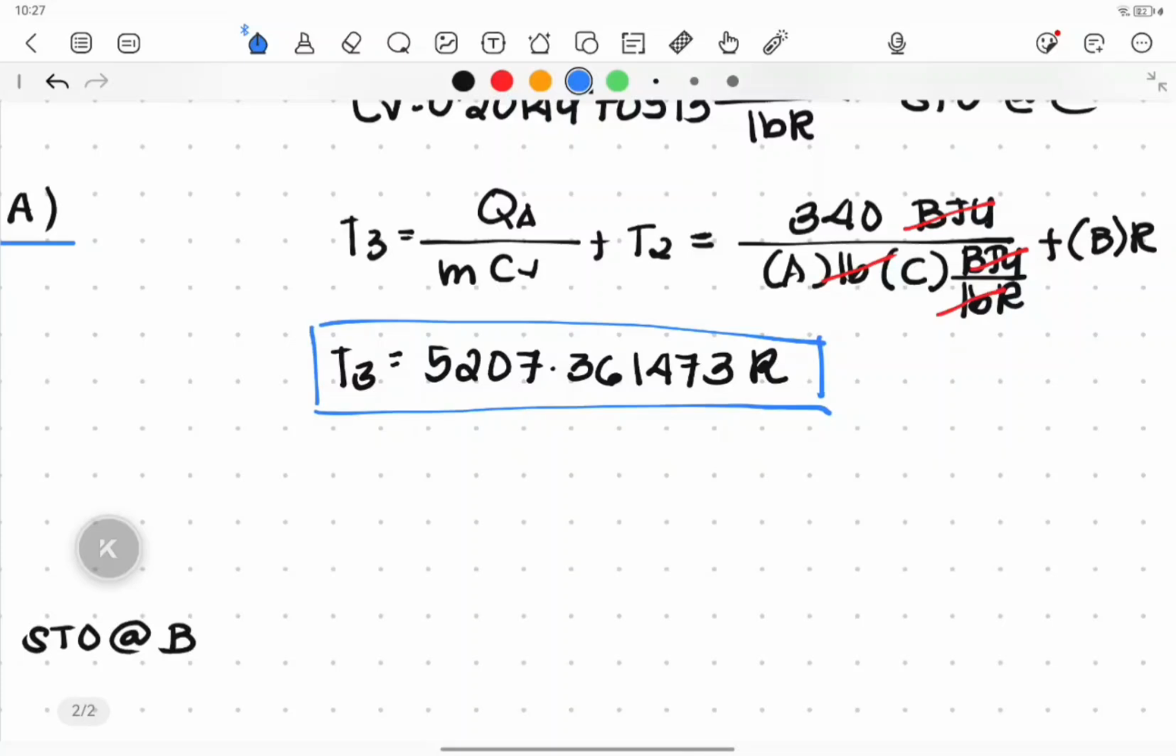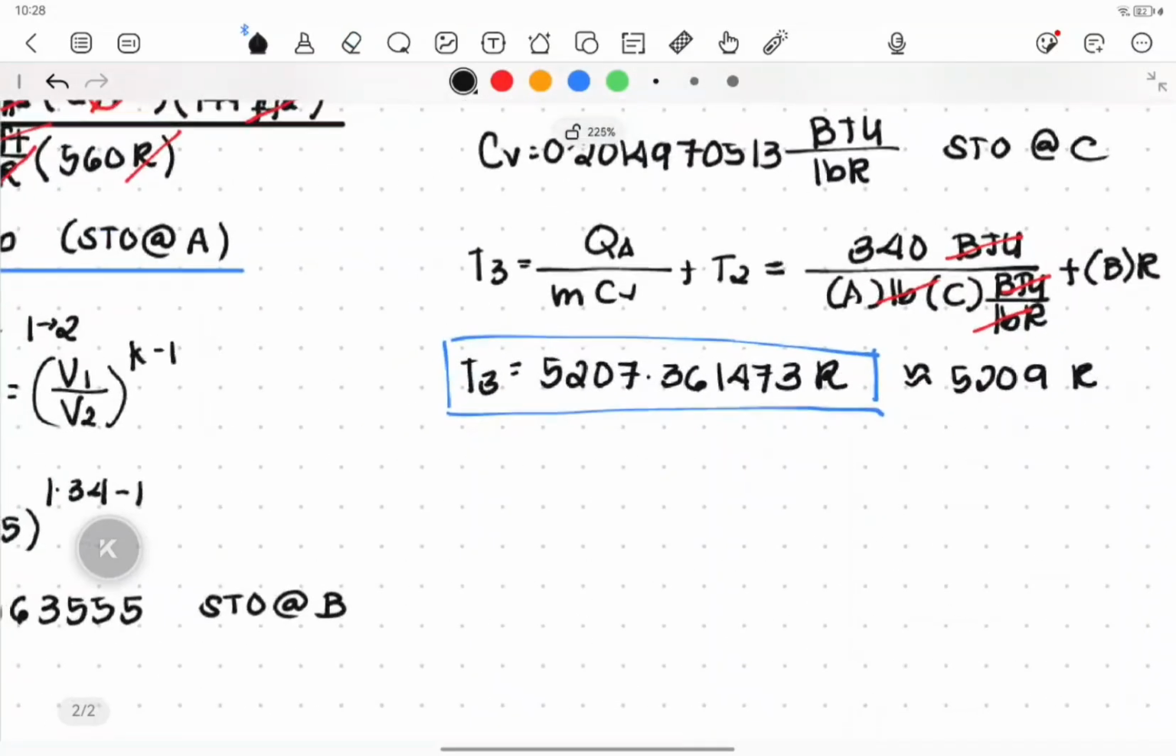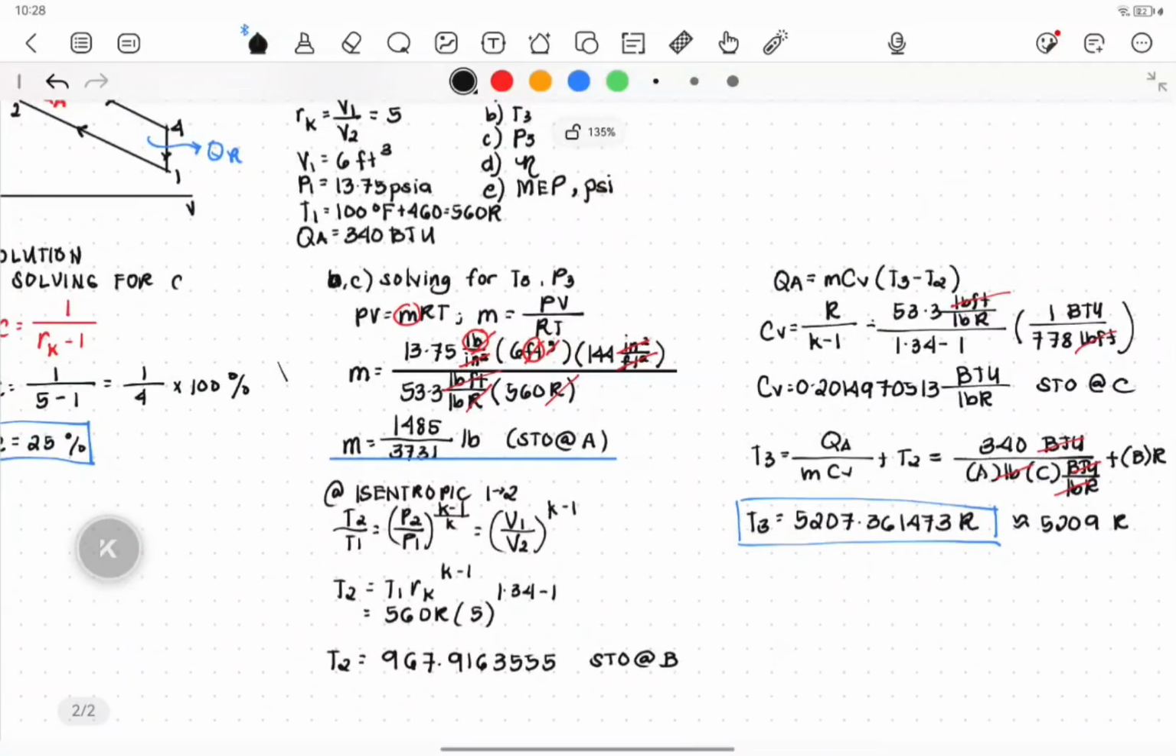So if you're going to look at the book, its answer is somewhat 5209 Rankine. So this is accepted since we did not round off any values all throughout the solution. Maybe the author got this value because he transposed the initial values. Okay, but this is also acceptable since this is the most accurate. What we get is the most accurate answer since we did not round off any values.